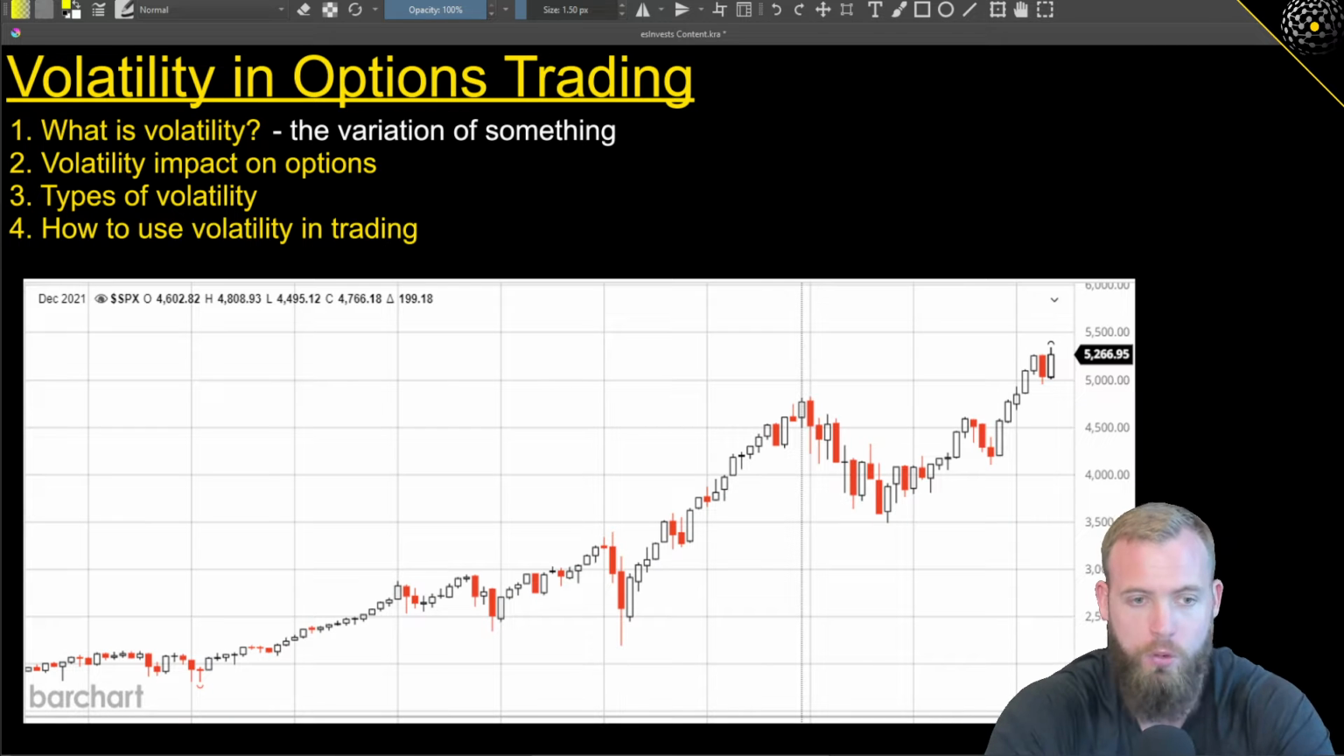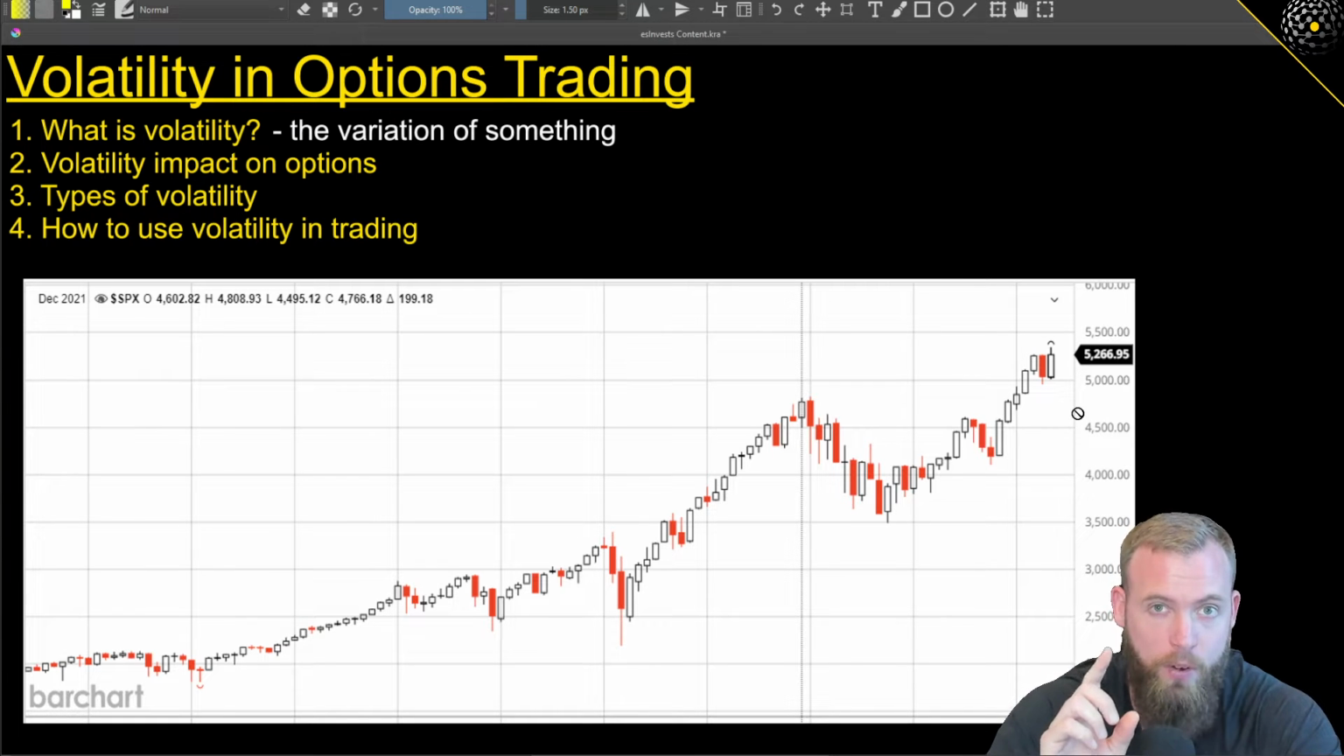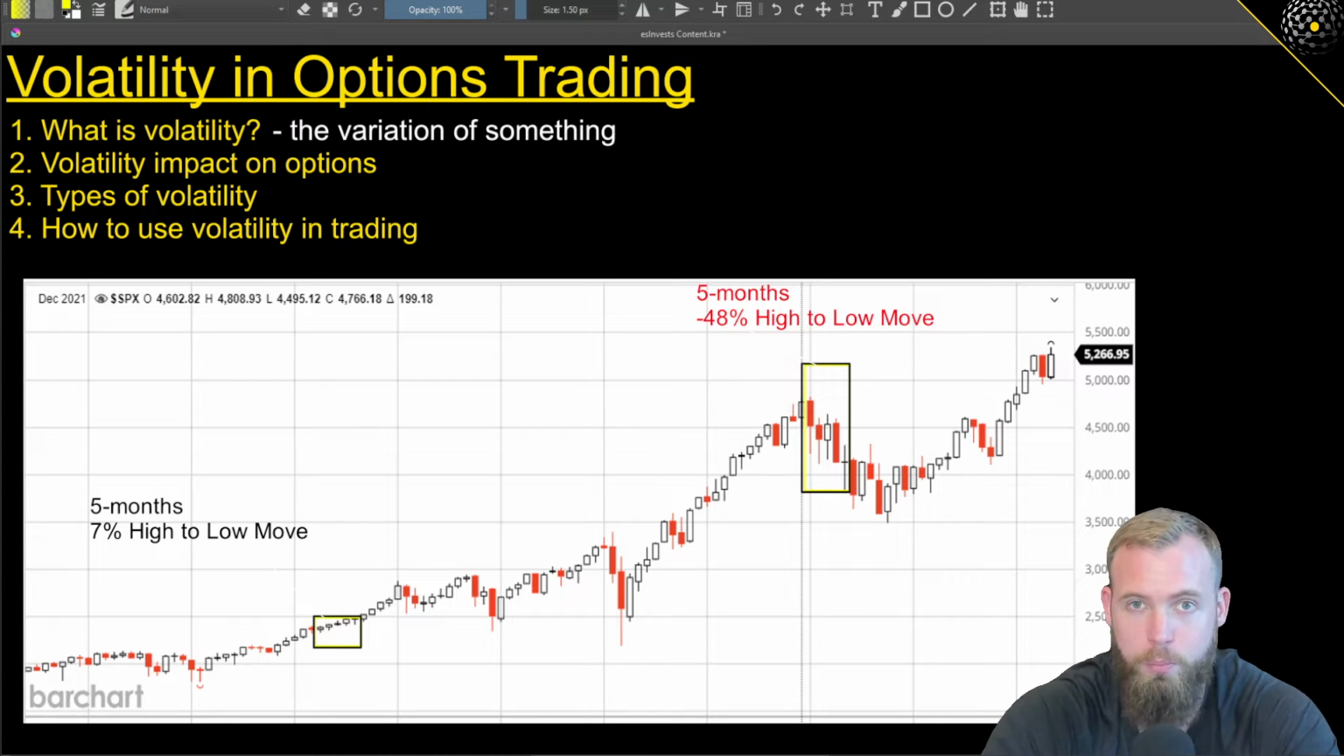So let's look at a visual representation of this. Here we have a monthly candle chart of SPX going back 10 years, and you can probably spot the volatility. Just what I've already told you, it's about how much something moves. So if you can already see it, throw in the comments below where you notice it, and I will show you right now two very different periods. I'm looking at 5-month periods, and I'm comparing the high to low move. Way back here, if you take a look at this 5-month period, the high to low move was 7%. Here, in this 5-month period, the high to low move is 48%.